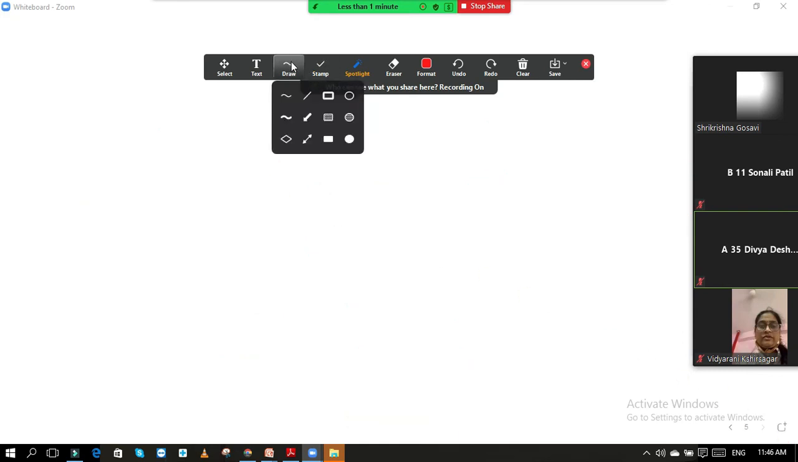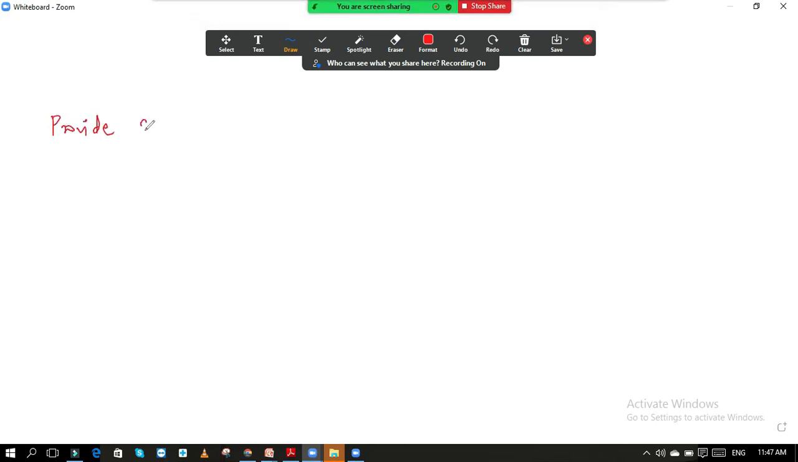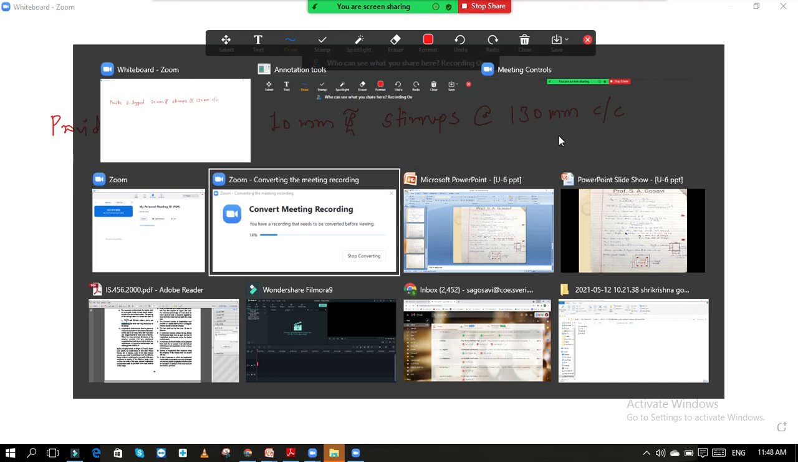So this is the last part. So the last line, you should write: provide two leg 10 mm diameter stirrups about 130 mm center to center. Okay, about 130 mm center to center. So this is our final reinforcement.